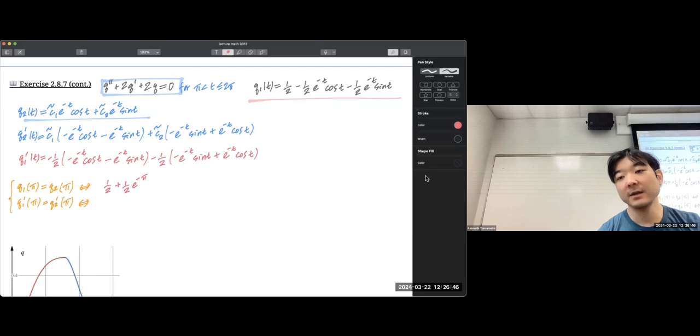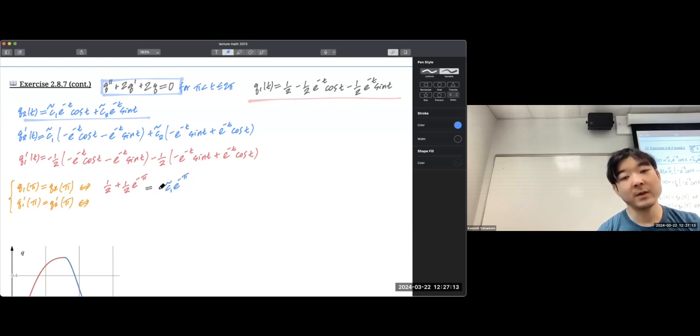And this has to equal Q2. Q2 is this equation right here, so we'll use blue. I'm plugging in pi into all the t's. Cosine of pi is negative 1, so it's going to be negative C1 tilde e to the negative pi.